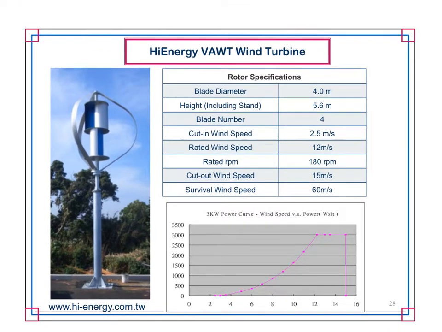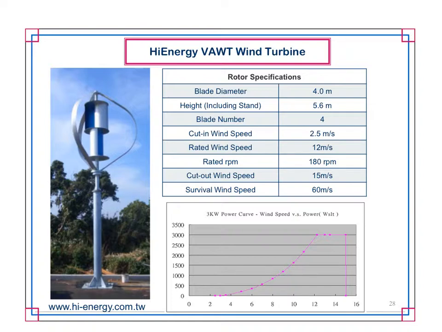Let's compare that to our vertical axis wind turbines. So we have a 4-meter blade diameter. The height of this is 5.6 meters, so what is that, 18 feet or so, 19 feet? The blade number is 4.